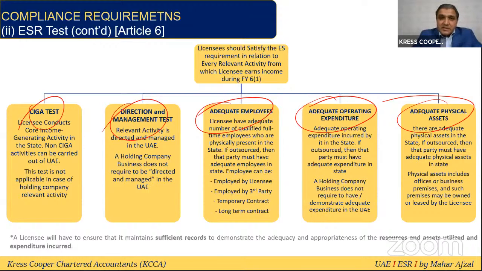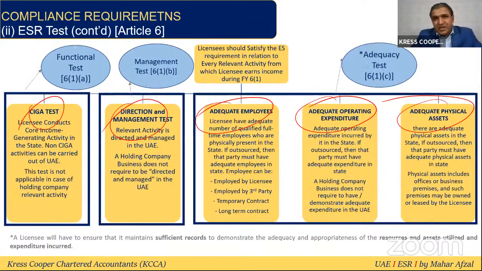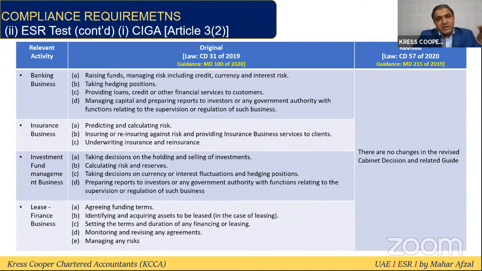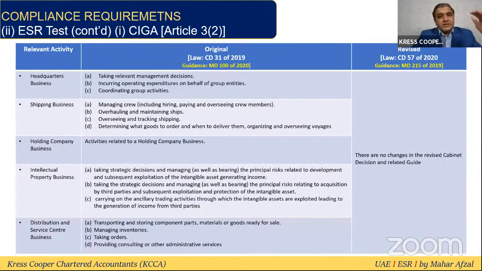So first of all, all these tests can be classified into three categories. One is the functional test, second is the management test, and third is the adequacy test. For the functional test, they said your core income generating activity should be in UAE, and there is no change as compared to the previous version. For each relevant activity, this is the list of core income generating activities, which I'm calling CIGA. CIGA stands for core income generating activities.